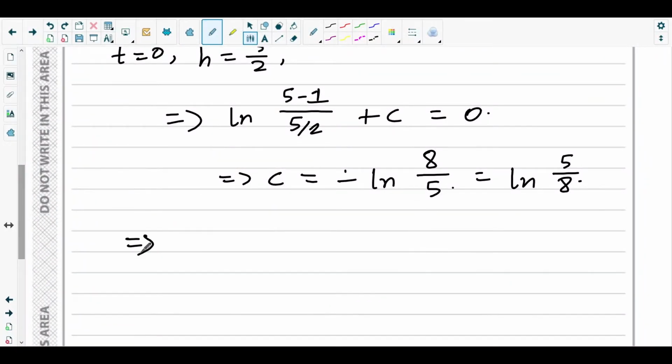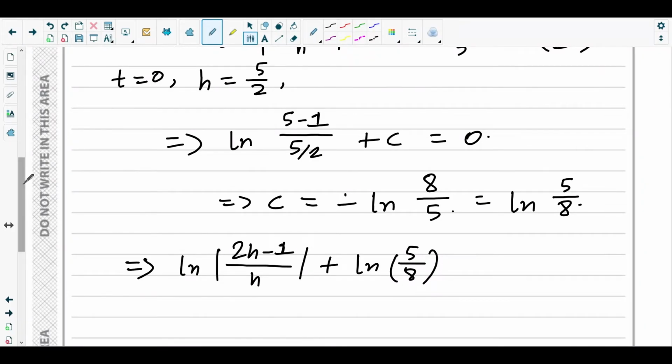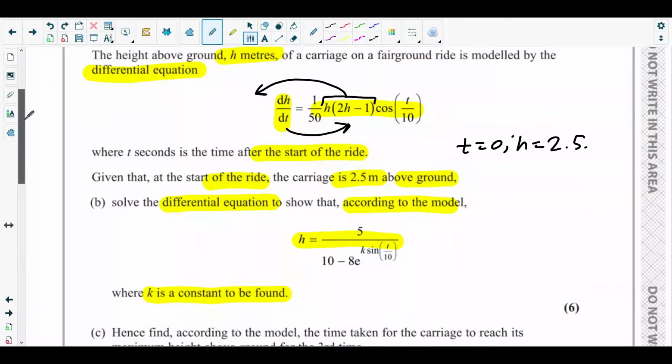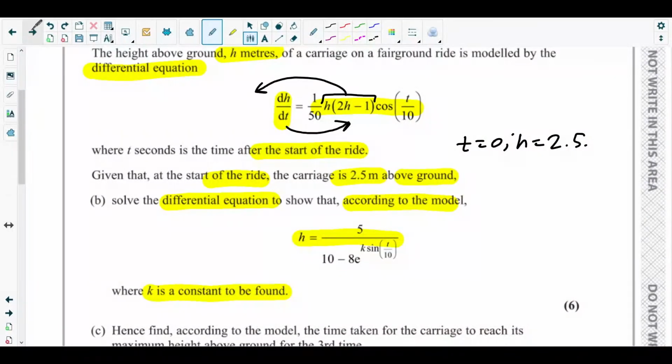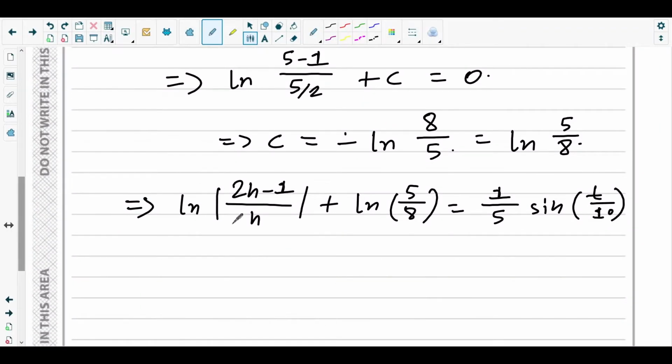Now put it in the equation. So you got ln (2h minus 1) over h, then plus ln 5 over 8, equal to 1 over 5 sine t over 10. Let's have a look at the pattern. Let me check whether we are going correct or not. k sine t over 10. Okay, no problem. We have k. We have a coefficient on sine t.